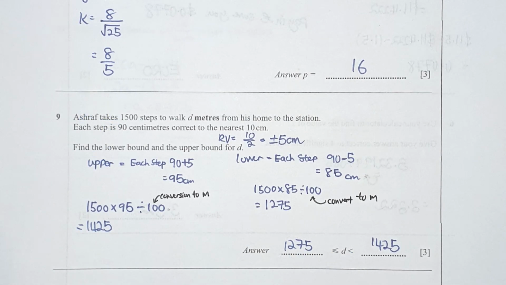So question 19, as usual, I will find the rounding value first. So I take nearest 10 cm divided by 2, which is plus minus 5 cm. So for lower bound, I take each step minus 5, which is 85. And for upper bound, I take each step plus 5, which is 95.